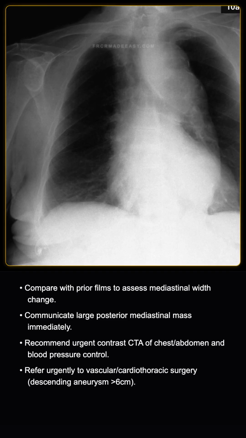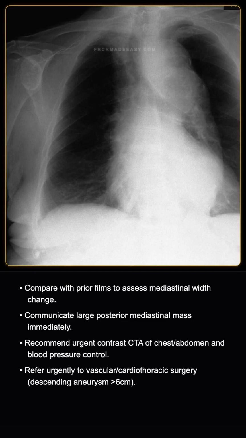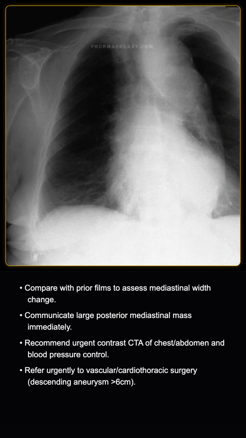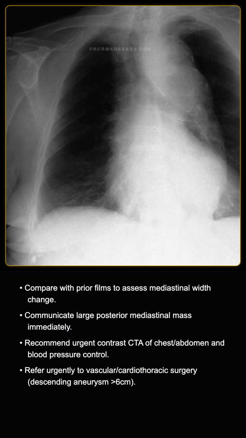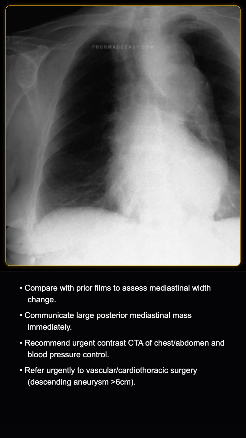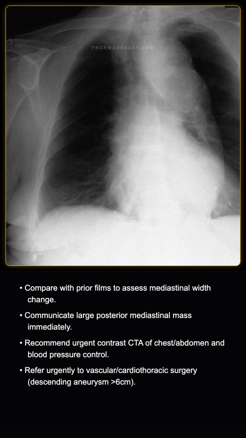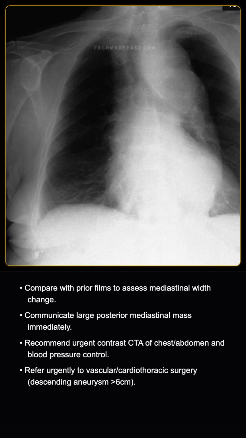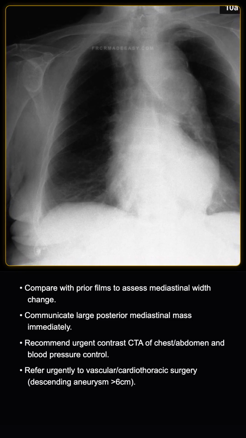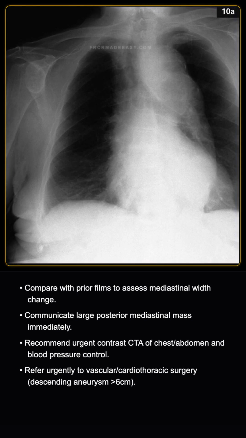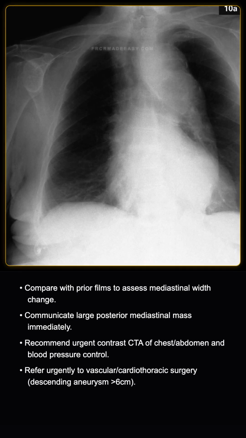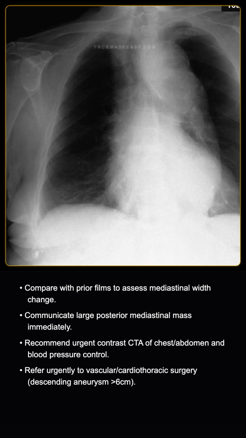I would recommend an urgent contrast-enhanced CT angiography, CTA, of the chest and abdomen to measure the maximum aneurysmal diameter, assess for wall tension signs, and rule out acute dissection. Given the clinical presentation of chest pain, I would recommend immediate vascular or cardiothoracic surgery referral and strict blood pressure control using intravenous beta blockers, as descending thoracic aneurysms over 6 centimeters carry a high risk of rupture.